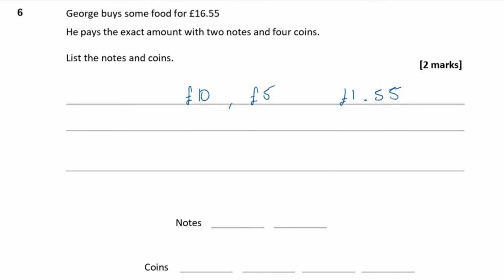So how can we make £1.55 out of 4 coins? Well, I suppose if we had 3 50p's, that would be £1.50, wouldn't it? And then if I had 1 5p, then that would be 55. Okay, so £1.55. So my notes then are £10, £5, and my coins are 50p, 50p, 50p, 5p.